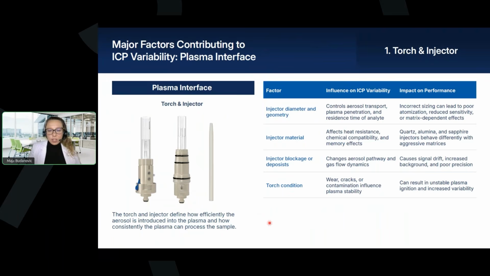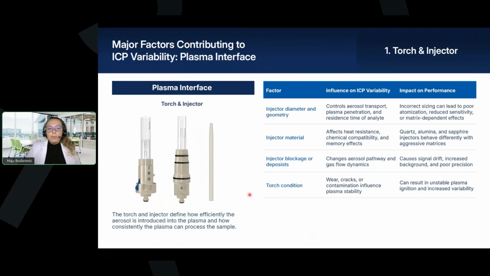And now for the last section of today's presentation, we will move to the plasma interface, the third stage. This is where the aerosol enters the plasma environment and where the actual conversion of your sample into atoms, ions, and excited species takes place.